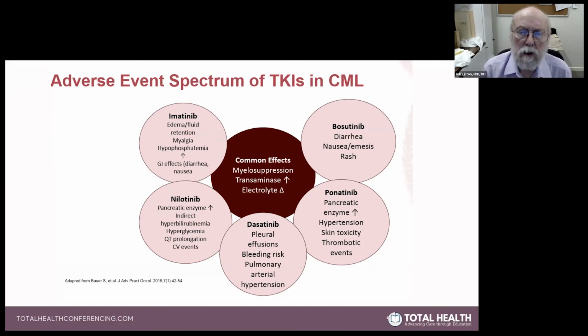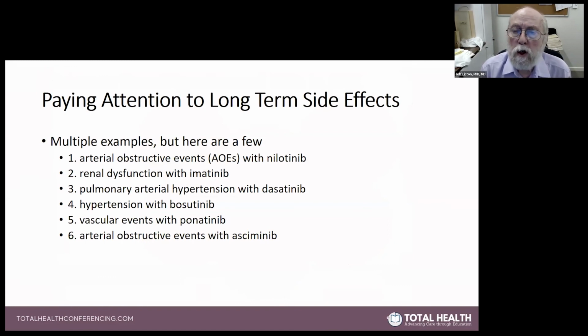Consider that always. So let's pay attention to the long-term side effects. Here are just a few examples of things that are showing up. Arterial obstructive events with nilotinib, renal dysfunction long-term with imatinib, pulmonary arterial hypertension is a long-term side effect with dasatinib, bosutinib-induced hypertension, vascular events with ponatinib, and even the new drug that will soon be getting approval in many countries may have some arterial obstructive events, as the recent randomized study against bosutinib demonstrated, that there were even more so than in the bosutinib arm.